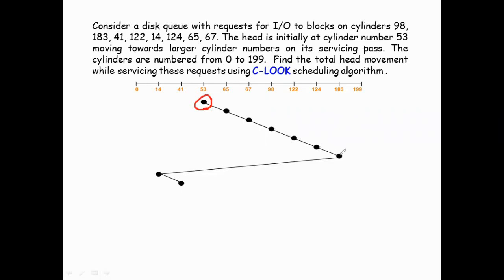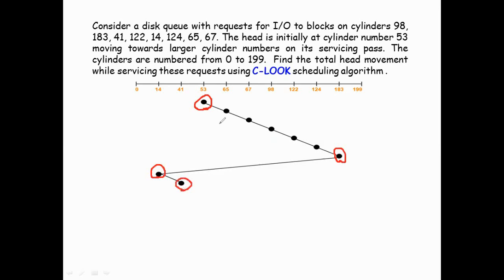After servicing, the head moves directly to cylinder number 14. In this direction, 183 is the last request. Hence, the CLOOK algorithm will not move to 199. It will directly reverse its direction and move to 14, and then 41 will be serviced. This is how the CLOOK algorithm works.